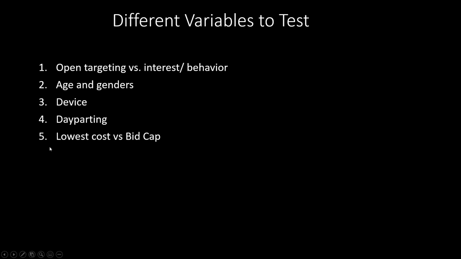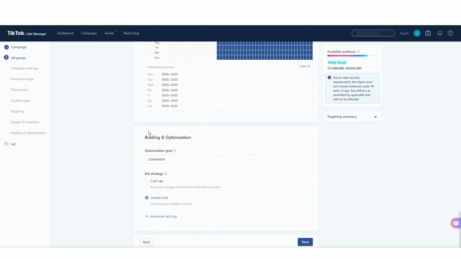Another thing you could test is your bids, lowest cost versus bid cap, and I'm going to show you the difference between the two. So lowest cost under bidding and optimization. Lowest cost maximizes the number of results, so it's going to try to get the best results for the lowest cost. But with this, it's going to spend your money no matter what. So if you have a $20 budget, it's going to spend the whole 20.